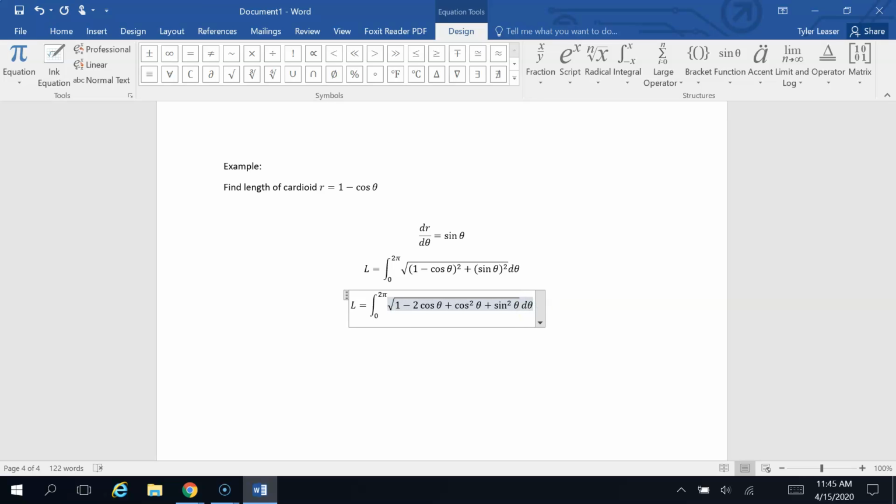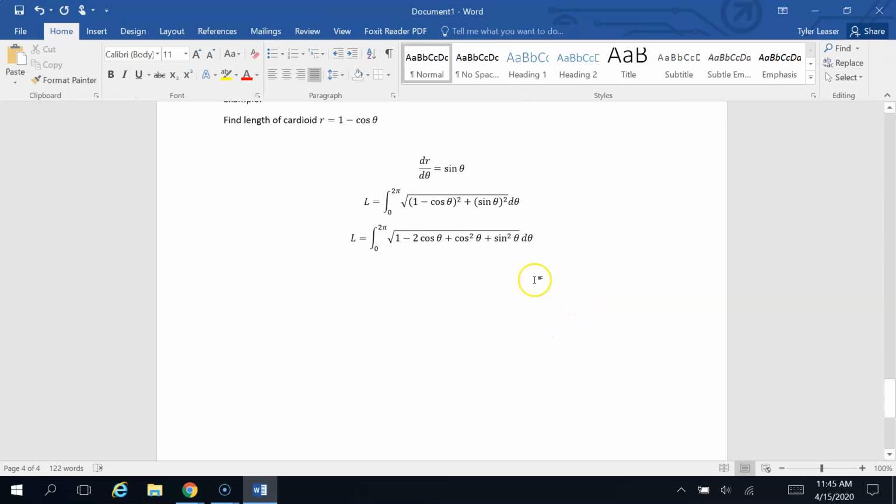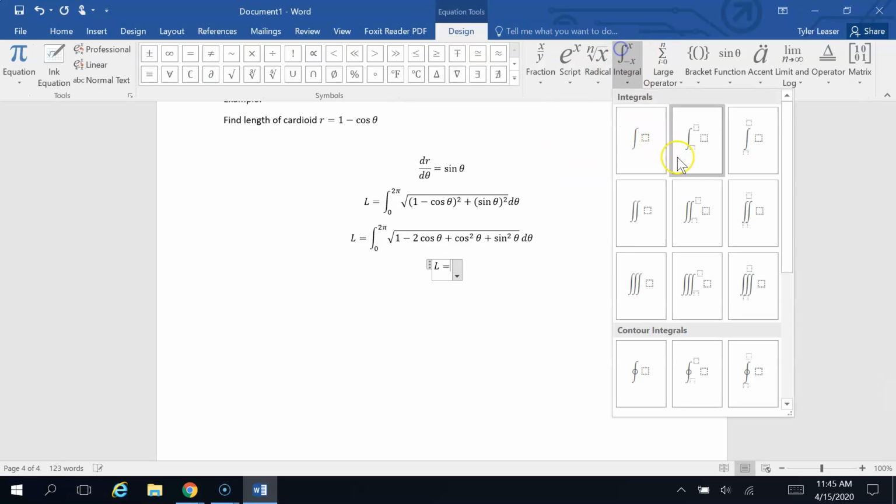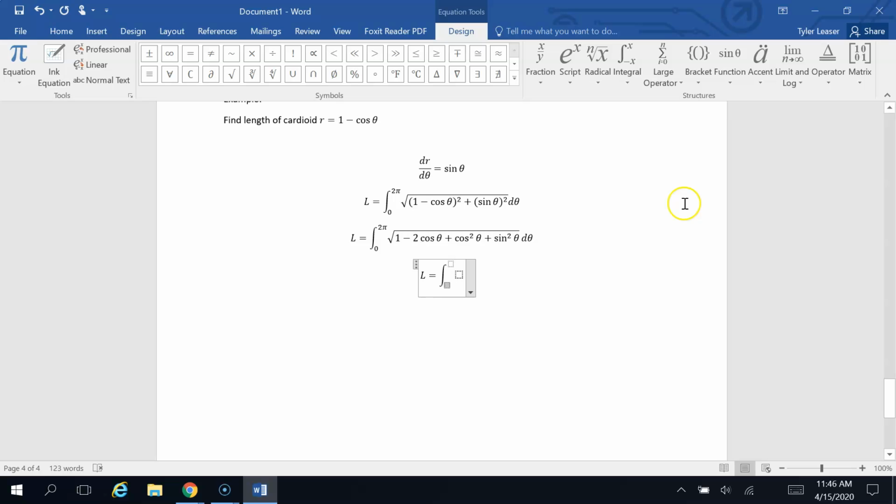Okay, great. So now this is something that shows up a lot for us. We have cosine squared plus sine squared. Remember, cosine squared plus sine squared is just a positive 1. And I'm going to add that positive 1 onto the positive 1 in the front. And we get this. So we still have the integral going from 0 to 2 pi.